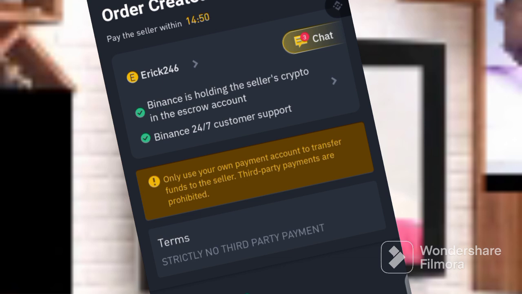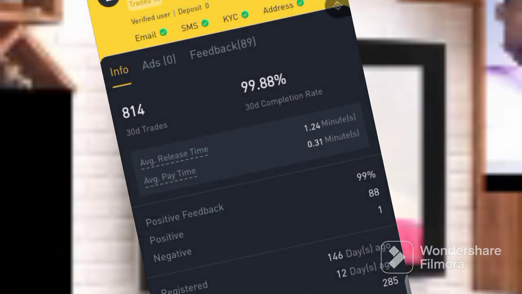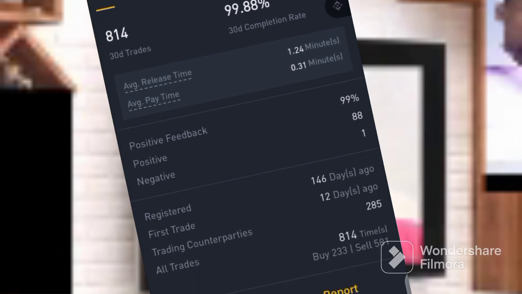Others say that they don't accept third party payment. This is because third party payment may not reveal the name and identity. The person who is receiving money is supposed to receive your full name, to be assured that you are not a scammer, you are just a real person. So that is very important.